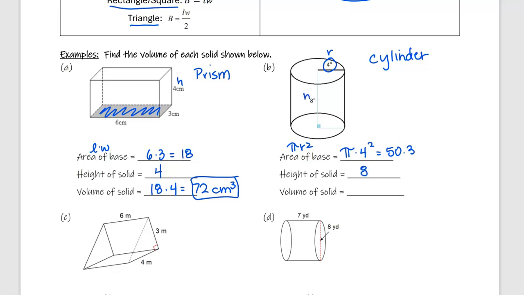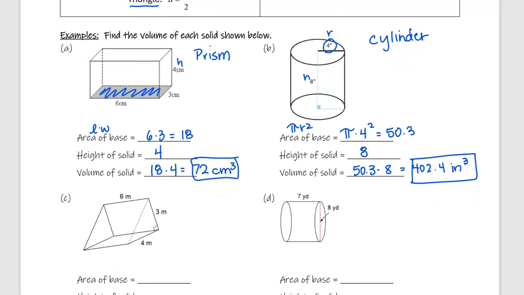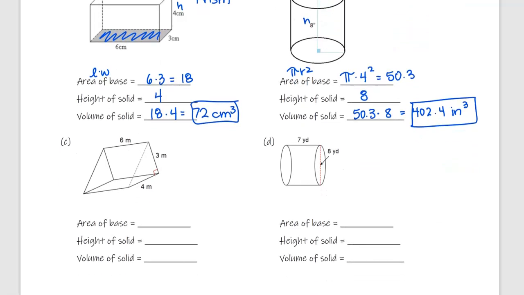So we take the 50.3 times the height 8 in our calculator to get 402.4, and then our units, the little double apostrophe there, or quotation technically, is going to be inches cubed. If it was just one apostrophe, it would be feet, but 2 is inches.